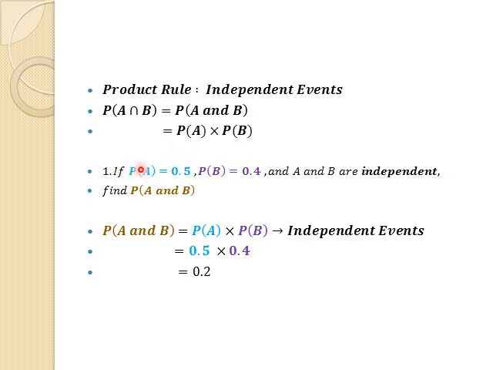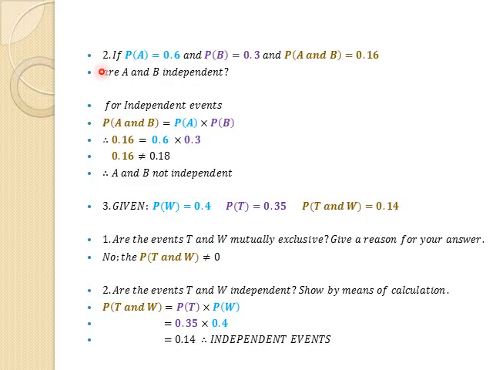They say if probability A equals 0,5, probability B equals 0,4, and A and B are independent. So they tell us they are independent, find probability of A and B. So because they're independent, we can say probability A and B equals probability A times probability B. Probability A is 0,5 times 0,4, which then gives me 0,2. Let's look at another two on this.